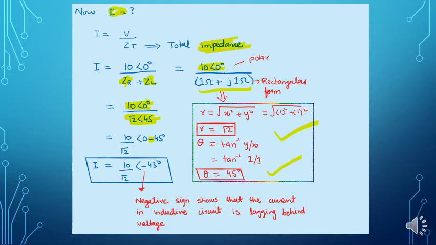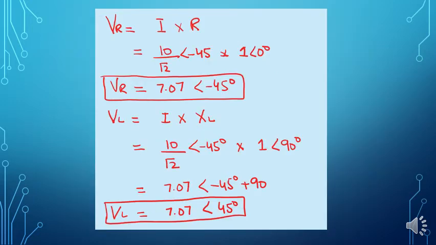So what are we going to get? We're going to get I equal to 10 over root 2 angle minus 45. The negative sign shows that the current in the inductive circuit is lagging behind the voltage. We have already studied the terms leading and lagging in my previous lecture. This is what is being implemented over here. Now what we are going to do next is find the values of VR and VL.